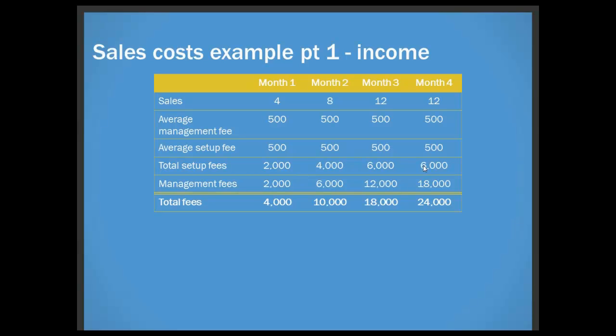By month 4, we've got $18,000 in fees, which is this month's 12, last month's 12, 8, and 4. And for the simplicity of this, I'm assuming that we don't have any attrition. We may have attrition, I'm just keeping the maths easy. So you can get to see the total income growth over the course of 4 months. You've gone from a $4,000 a month income to a $24,000 a month income.